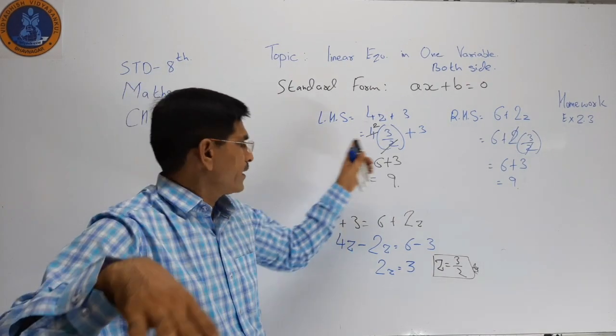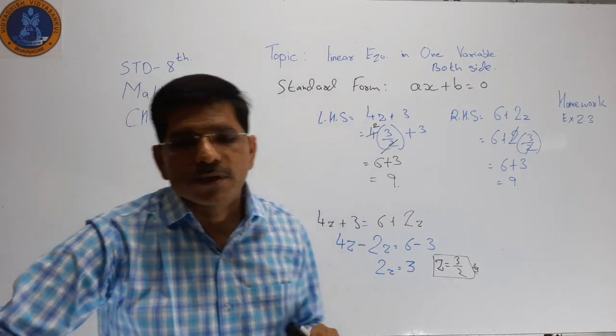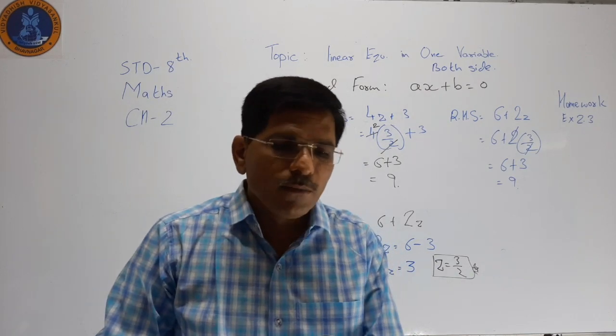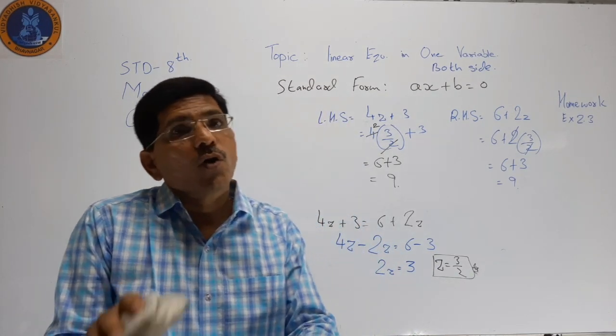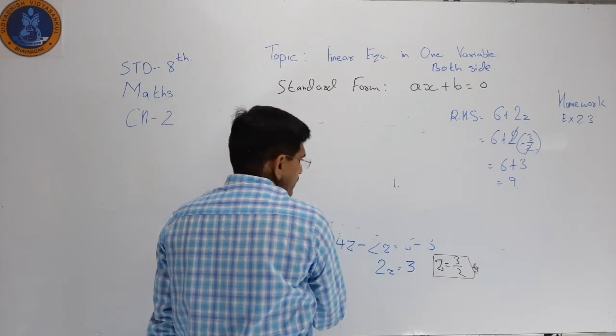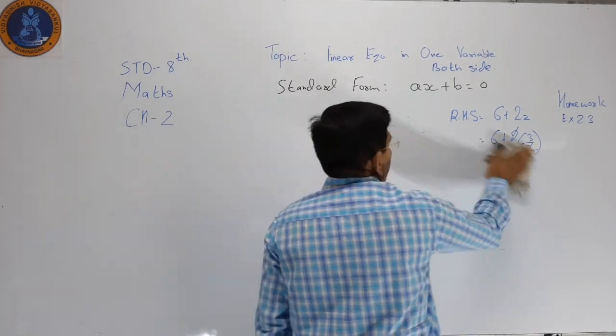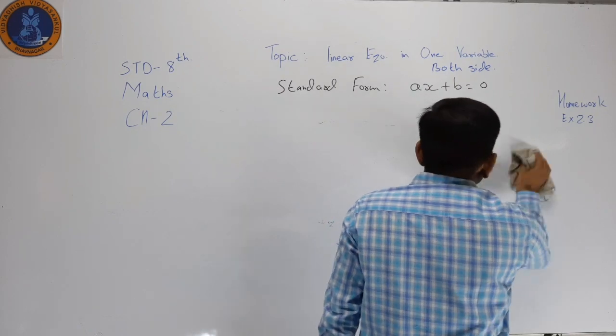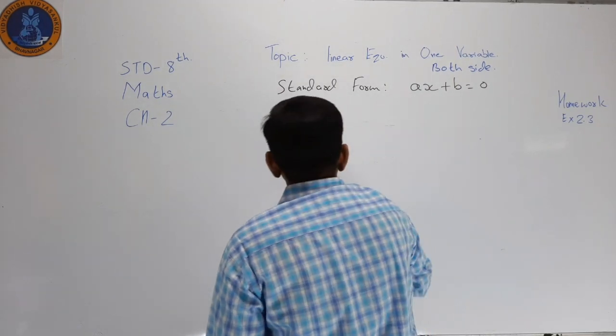Now some more negative type sums. Whatever we have done up to here, they are all positive type sums. Now we have to do some negative type sums also, by opening the bracket. Now we have to see how we open the bracket. So bracket type sums are also there.